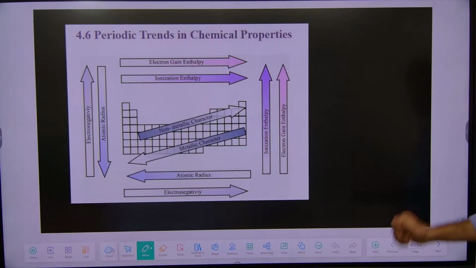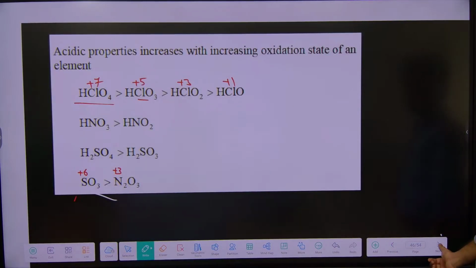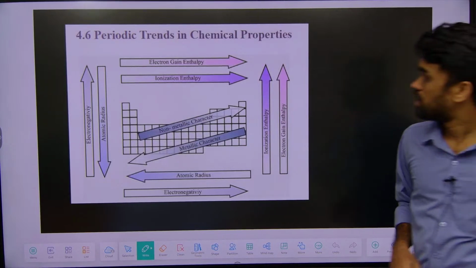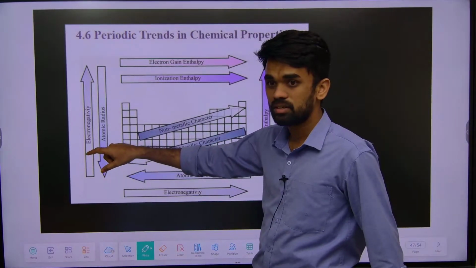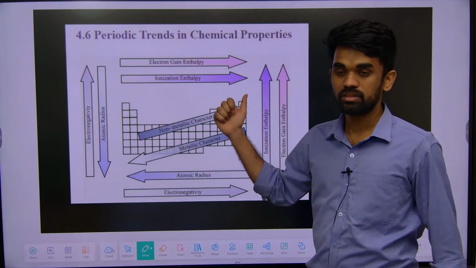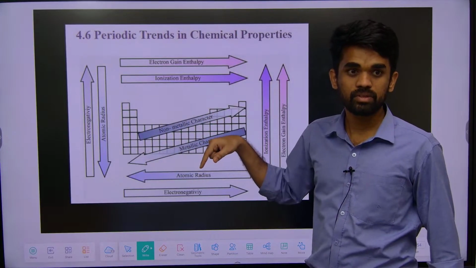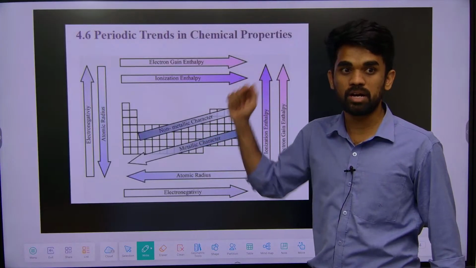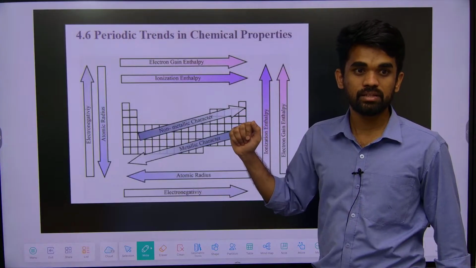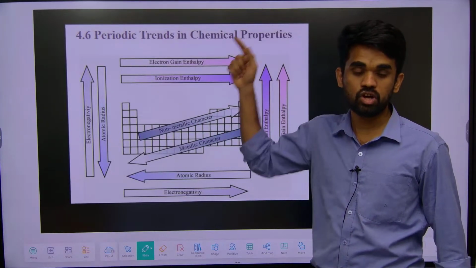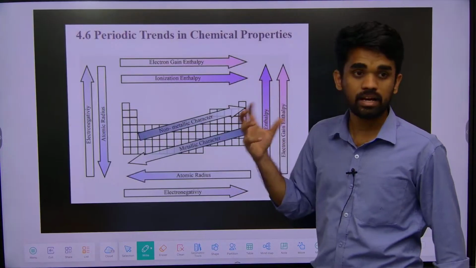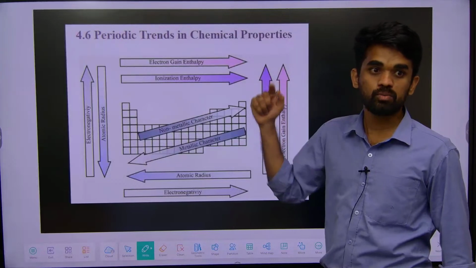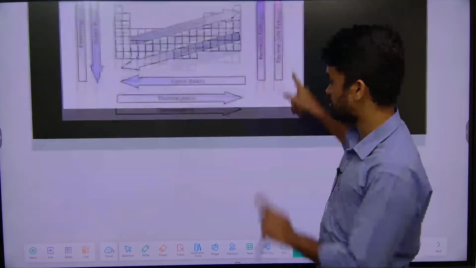Okay, let's summarize this. So what happens: electronegativity increases left to right, decreases top to bottom. Next, ionization energy generally increases left to right, decreases top to bottom. Electron gain enthalpy increases left to right, decreases top to bottom. Next, ionic or atomic size decreases left to right, increases top to bottom. Okay, all periodic trends are over.